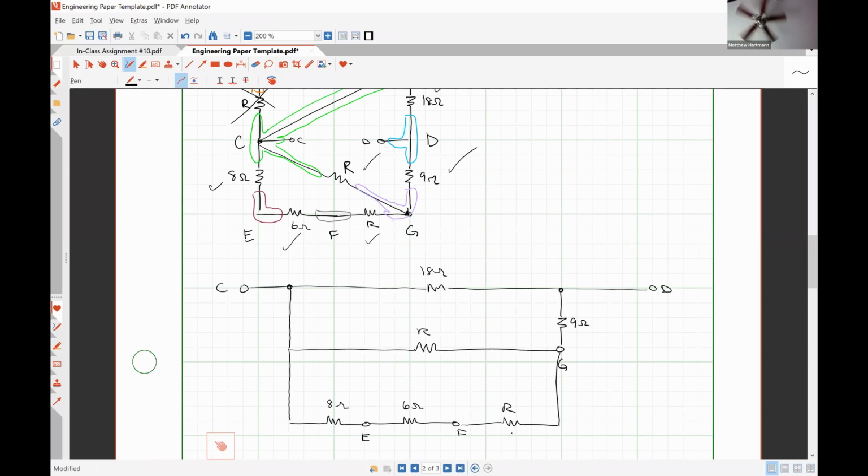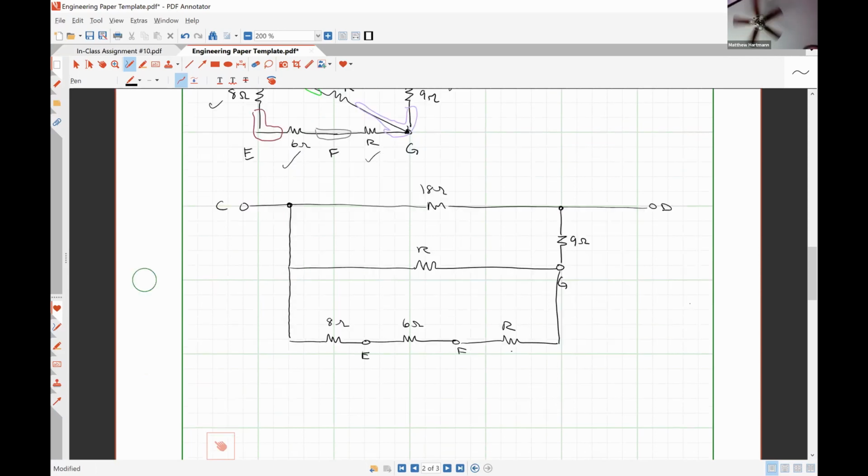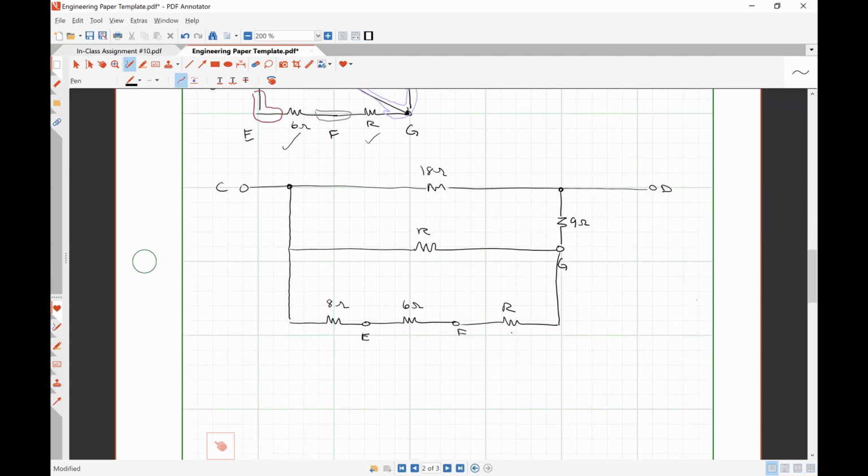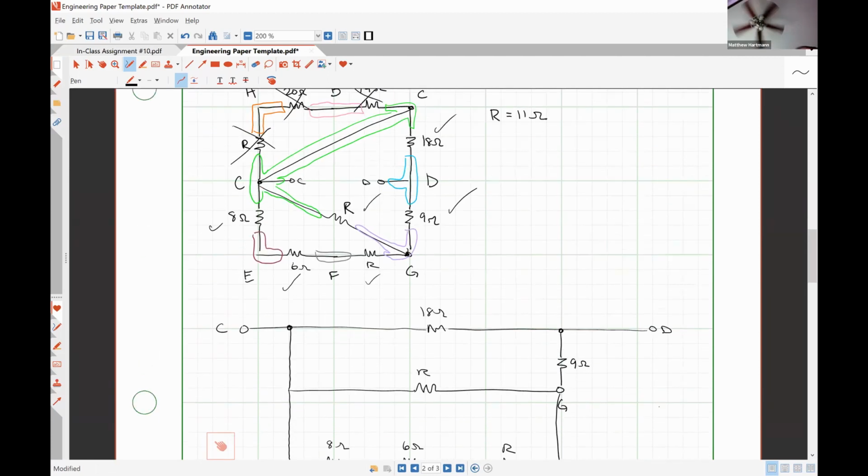All right, so from here, it should be fairly straightforward to see how to simplify this thing. You would combine the 8, the 6, and the R in series, place them in parallel with R. That combination would be in series with the 9 ohm resistor, and that combination would be in parallel with the 18 ohm resistor. What was R again? 11 ohms. Okay, thanks.